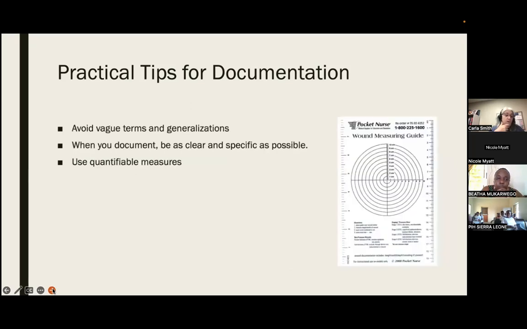We also want to avoid vague terms and generalizations. When you document, you want to be very clear and specific as much as possible. For example, don't use vague terms like small to describe a wound or to quantify the amount of bleeding. Instead, use an objective measure. This here is a wound measurement guide that I just put up as an example. A specific way could be to document there's a stage 2 ulceration on the plantar aspect of the left foot that measures 2 centimeters by 1.7 centimeters surface depth. No drainage or tunneling present.